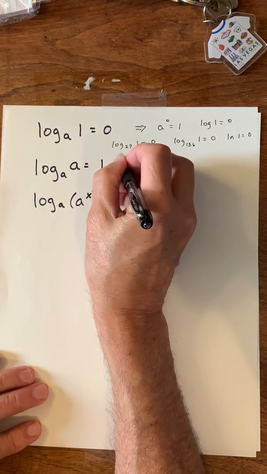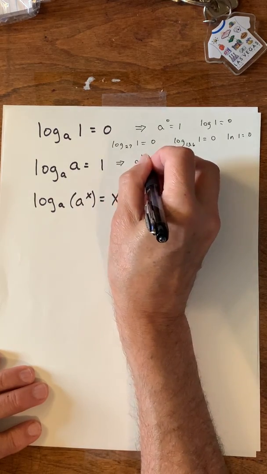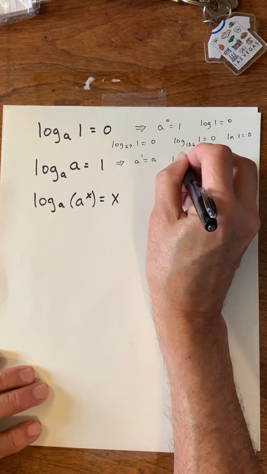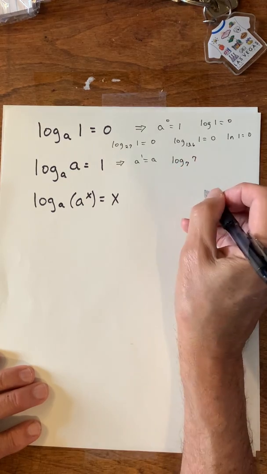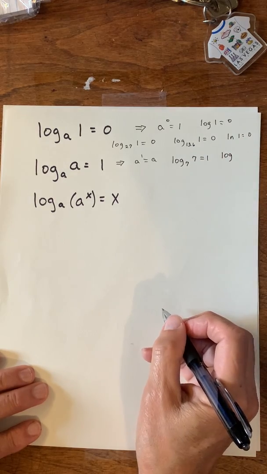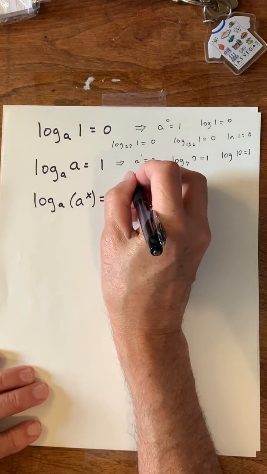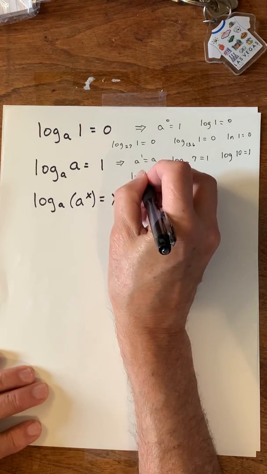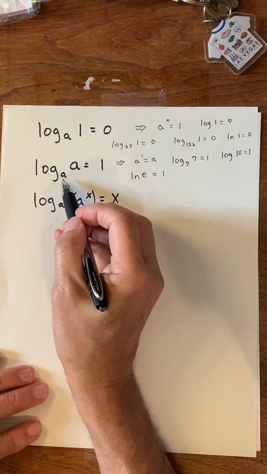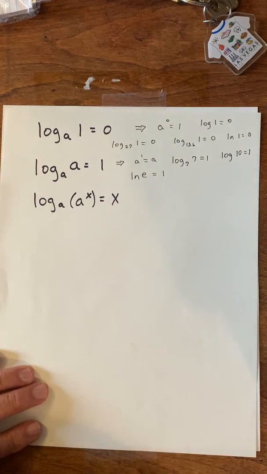And when I put this in exponential form, it makes sense. A to the first power equals a. So if I have log base 7 of 7, that's simply going to be 1. Log base 10 of 10, that's simply going to be 1. Log base e of e, that's simply going to be 1. So if my base and my value are identical, my answer to the logarithmic evaluation is 1.